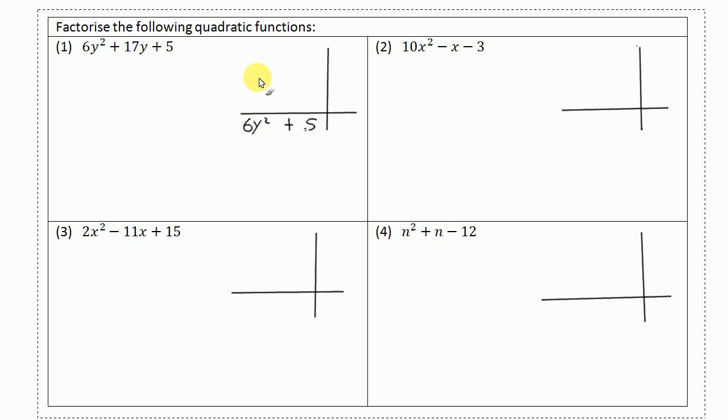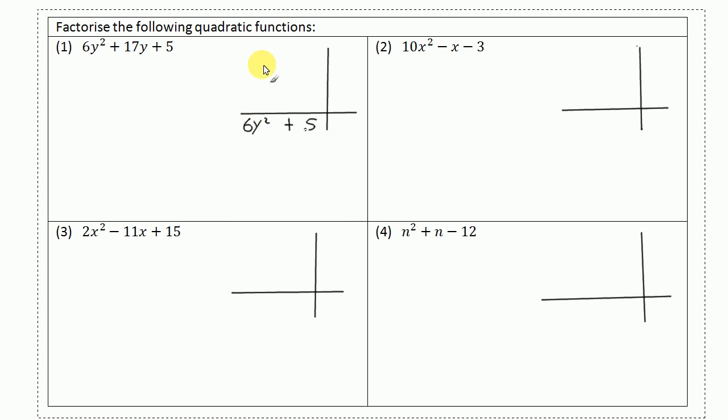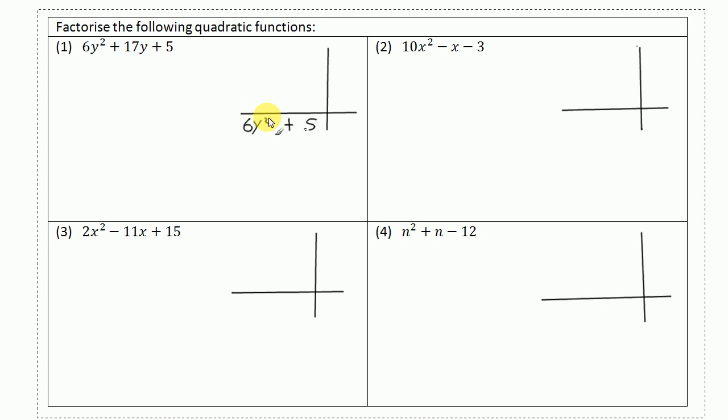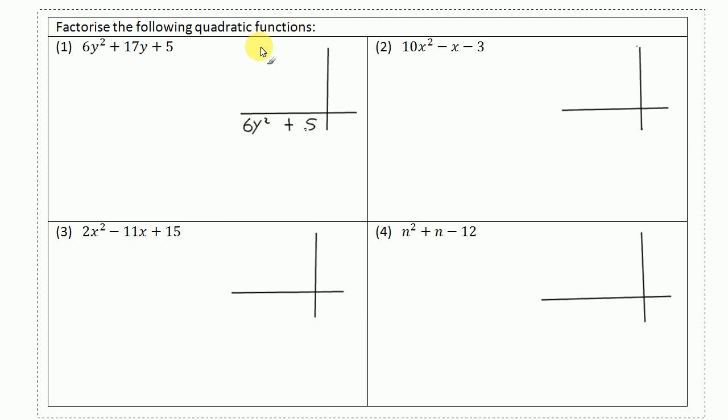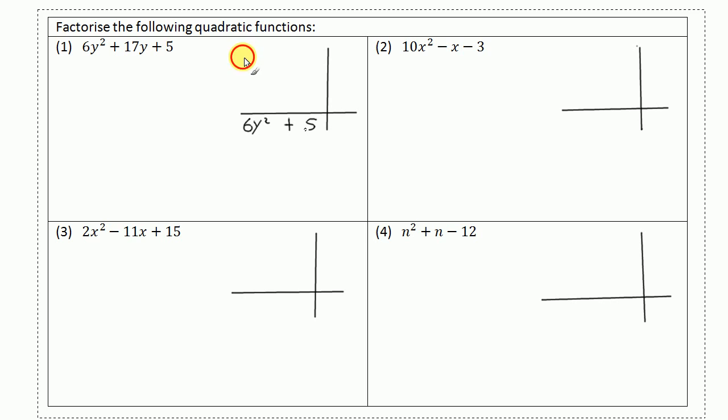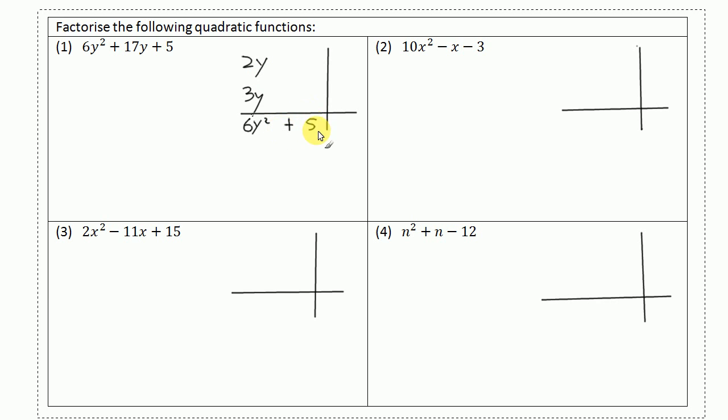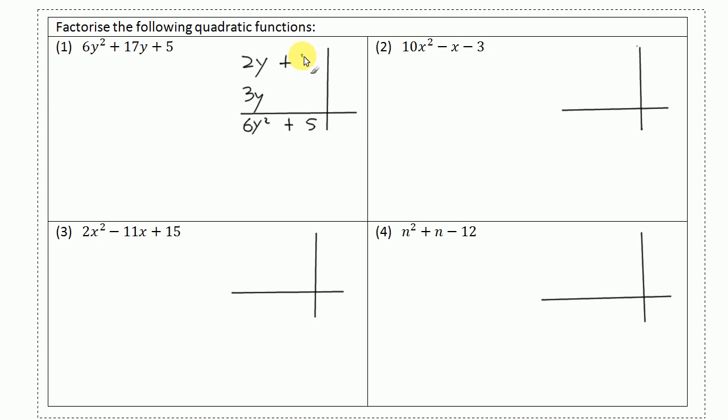Now think of two terms such that when they are multiplied together give you this term here, 6y squared. So they could be 2y multiplied by 3y. Alright? And to get positive 5, it could be plus 1 multiplied by plus 5.